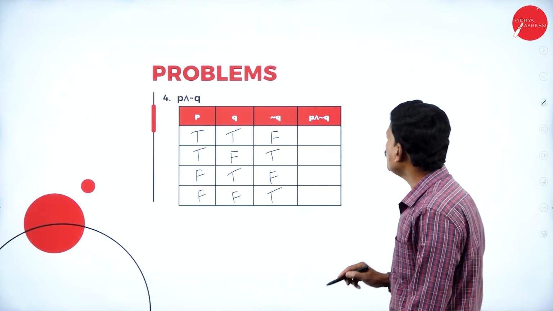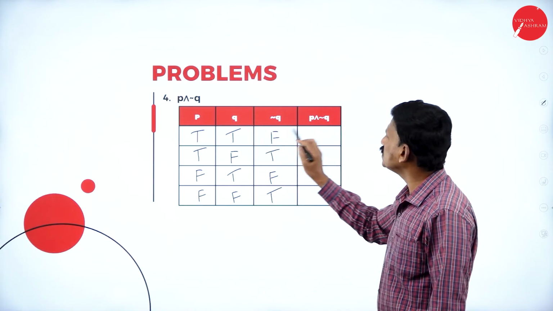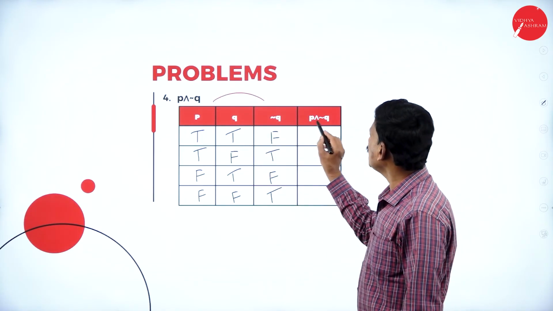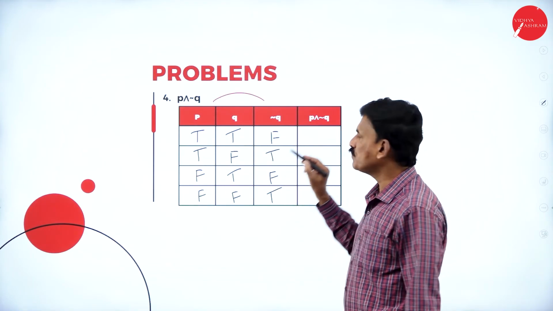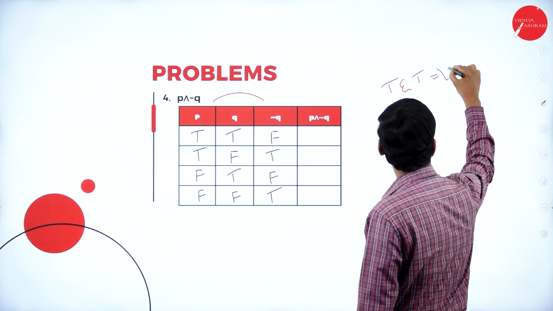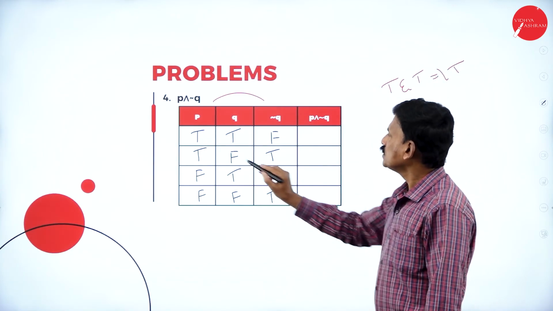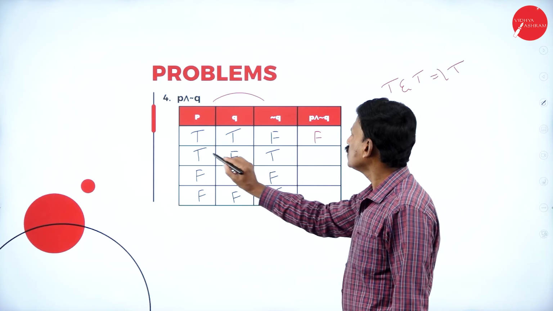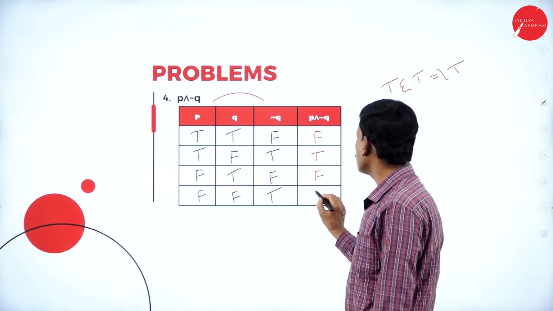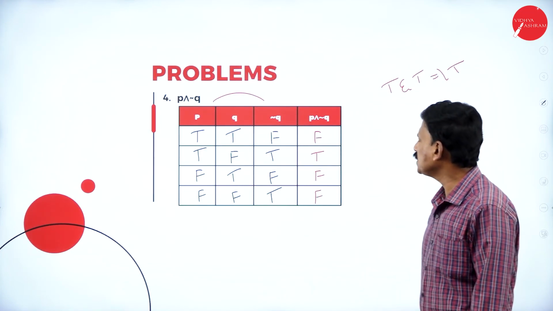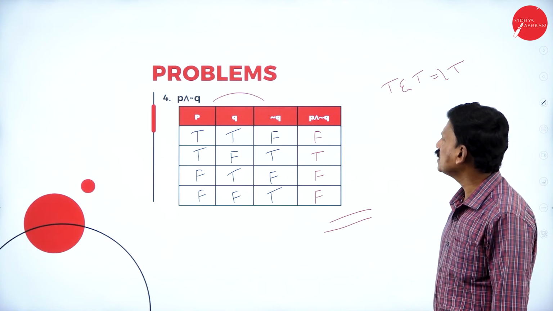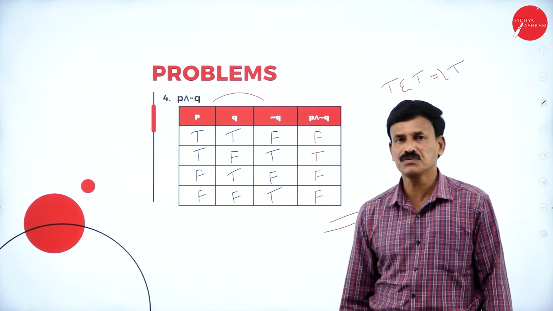Now just write down the conjunction for P and negation Q. For conjunction, true and true is true. In other cases it is false. So true and false is false, true and true is true, false and false is also false, false and true is also false. So F, T, F, F. This is the truth table for P conjunction negation Q. That's it. Hope you followed, right?